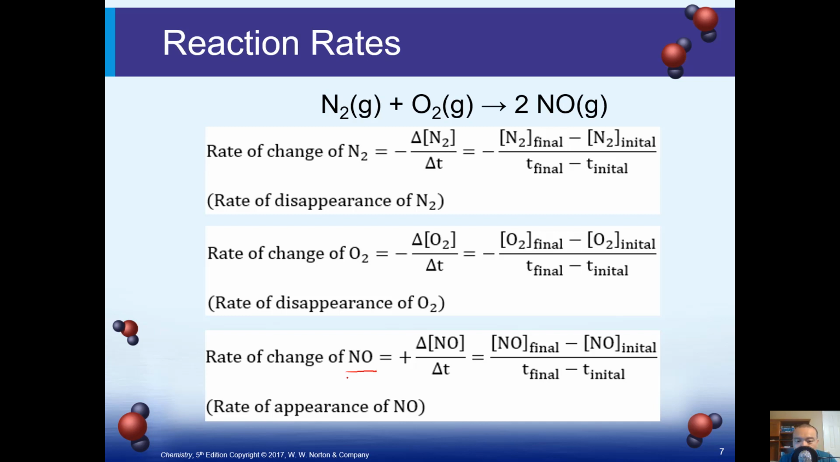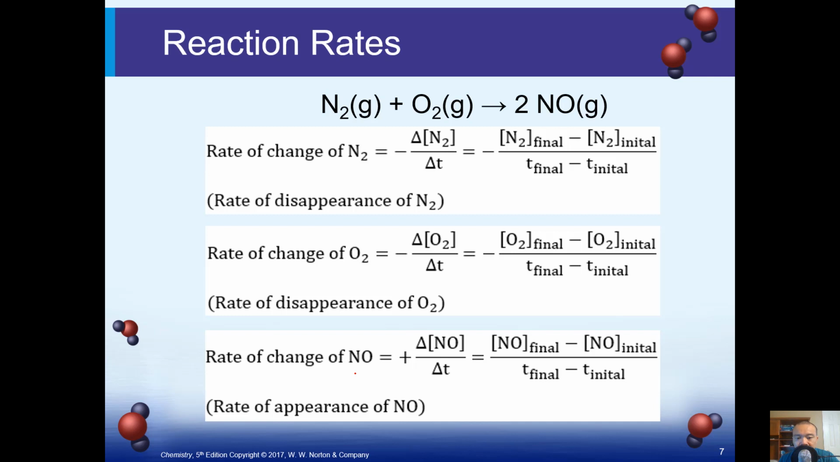The change in concentration can be calculated as the final concentration minus the initial concentration. Since nitrogen monoxide is the product, its concentration will increase over time, so the difference of this final and initial concentration will be positive. The rate of change in terms of nitrogen monoxide will be positive as well. Alternatively, we can express the reaction rates in terms of the rate at which a given reactant is consumed.